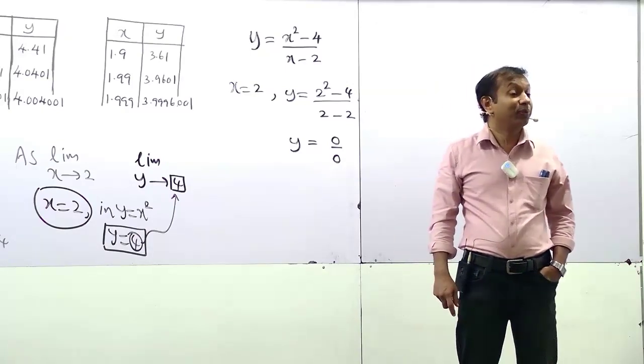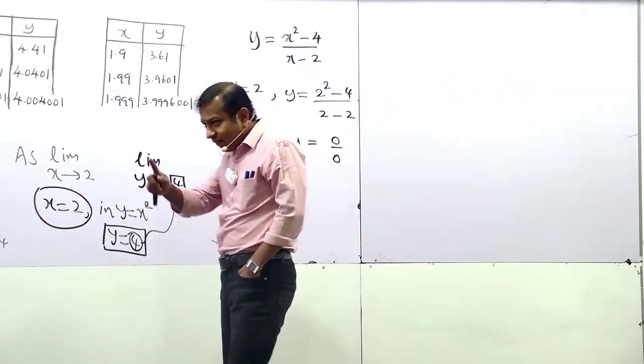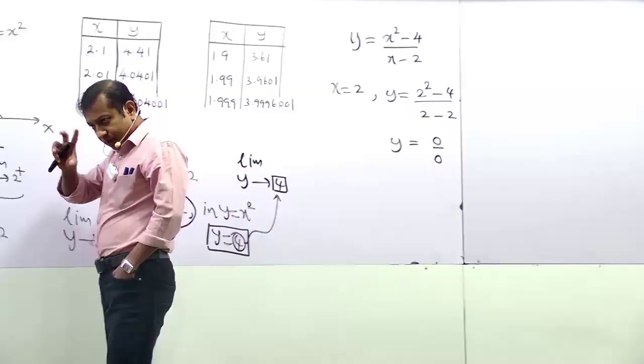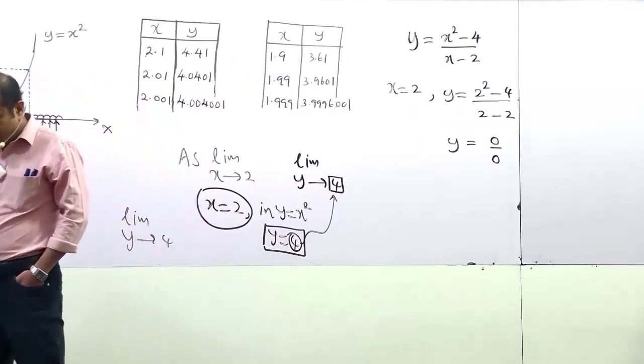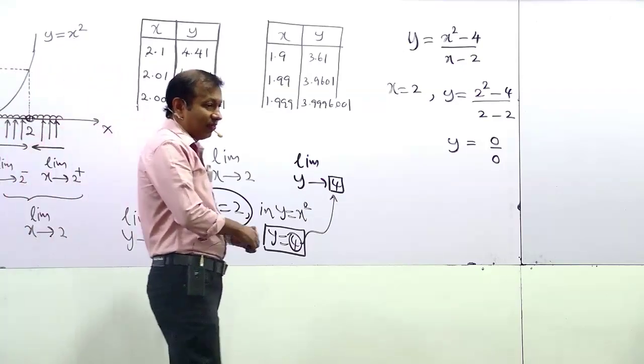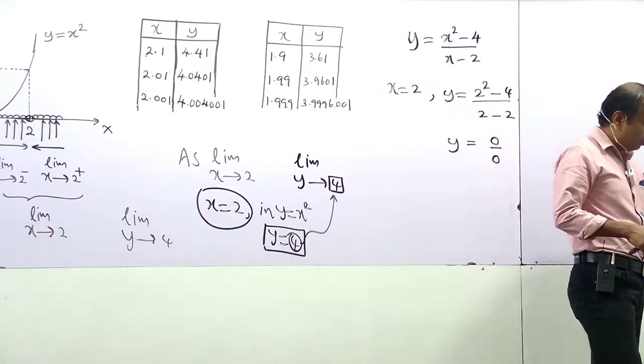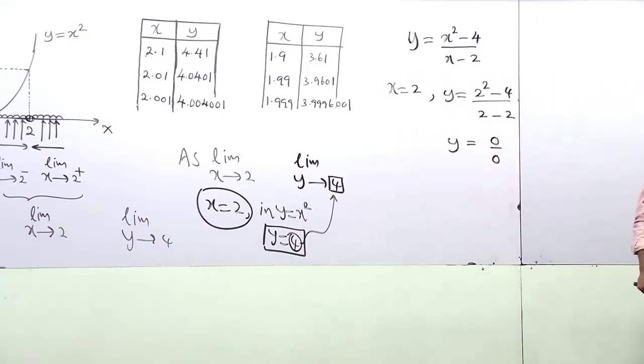What is 0 by 0? 1, 0, infinity? Undefined. It is undefined. In maths, we can't give any value for this. Undefined. Meaningless.